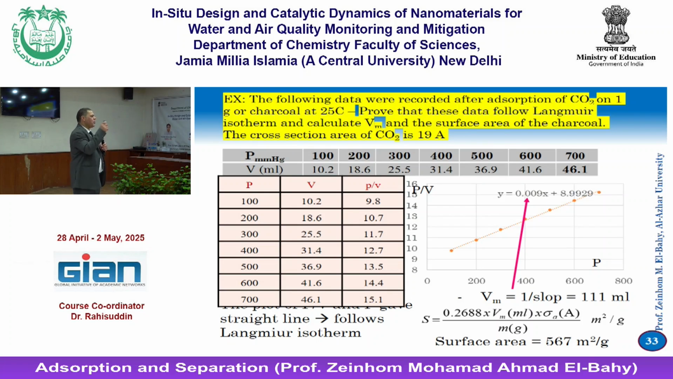At this time, if you know the Vm, you can just apply it in the equation from the previous slide. Substitute sigma, the Vm and the mass. The mass is 1 gram, okay? So the surface area will be 567 meters square per gram.